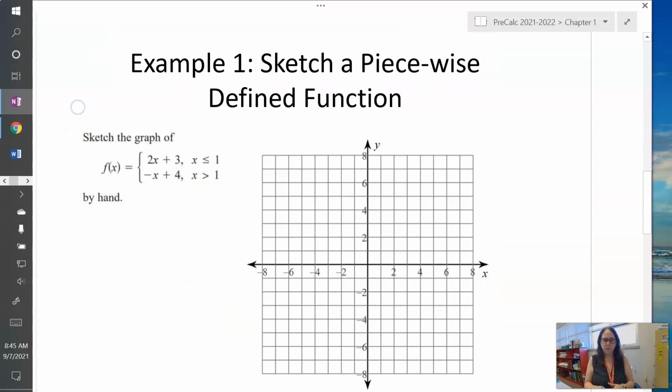All right, the first one we're going to do is defined as a piecewise function. There are two functions here. The first one is 2x plus 3, defined where x is less than or equal to 1. The second one is -x plus 4, defined where x is greater than 1. So the boundary between these two pieces is 1.